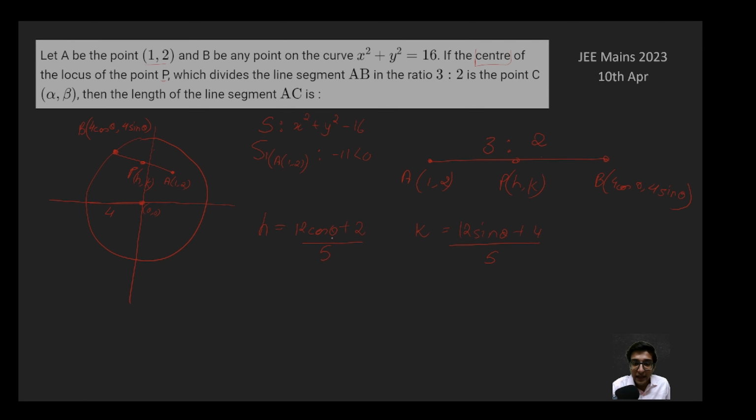Now we can see that cos theta and sin theta are there in both these terms. So we can use our trigonometric identity, cos² theta + sin² theta = 1. So let us find the values of cos theta and sin theta. What is cos theta going to be? (5h - 2) by 12, and sin theta is going to be (5k - 4) by 12. So let us now square and add these to equate to 1. So what do we get? ((5h - 2) by 12) whole square plus ((5k - 4) by 12) whole square is equal to 1.